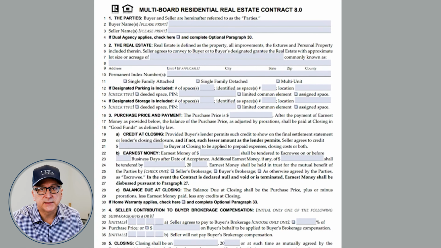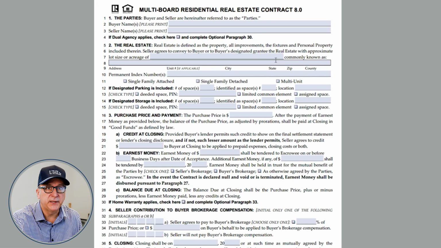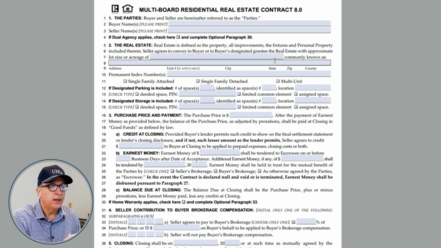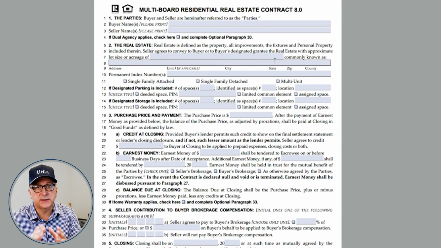Let's just start with the basics. When you, in fact, make an offer, your real estate agent, the buyer's agent, usually is the one that completes the contract. By the way, this is the multi-board residential real estate contract 8.0. This is the most current contract available for the Chicago area and the suburbs. Most realtors that I see are using this contract both in the city and in the suburbs, but they do have the option to use a different contract in Chicago.